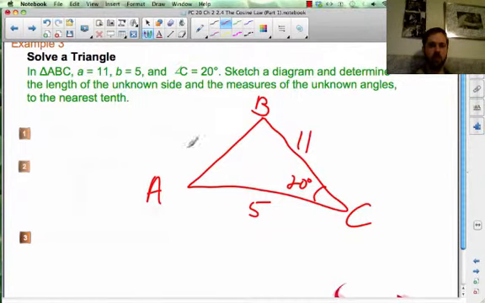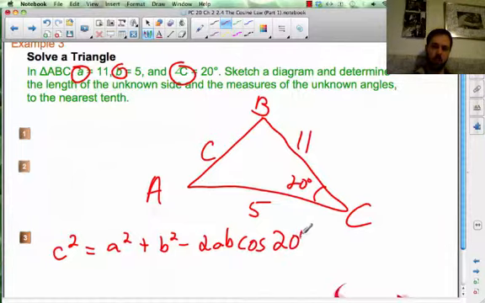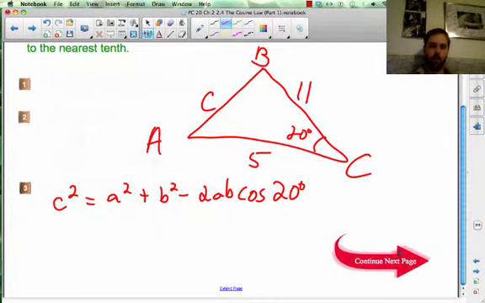So let's go ahead and get started. We know that we have a, we have b, we have angle C, so we want to solve for side c. Let's go c squared equals a squared plus b squared minus 2ab cos C, which of course is cos 20. Oh, sorry, I should put C in there, and then we'll substitute the values in the next time around.